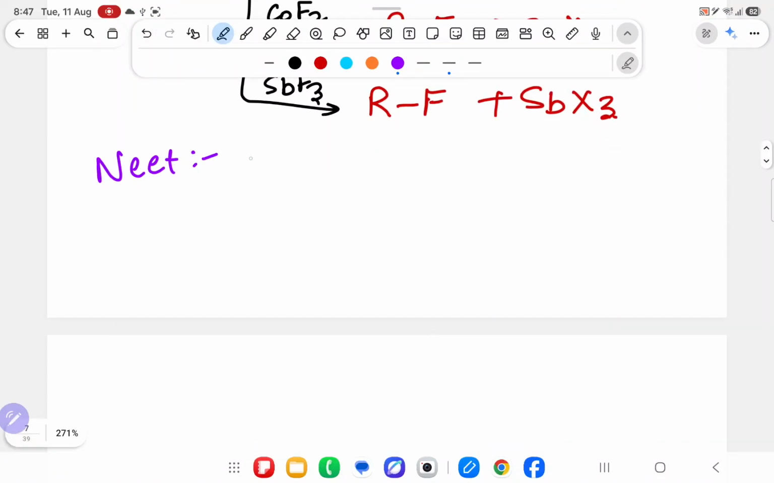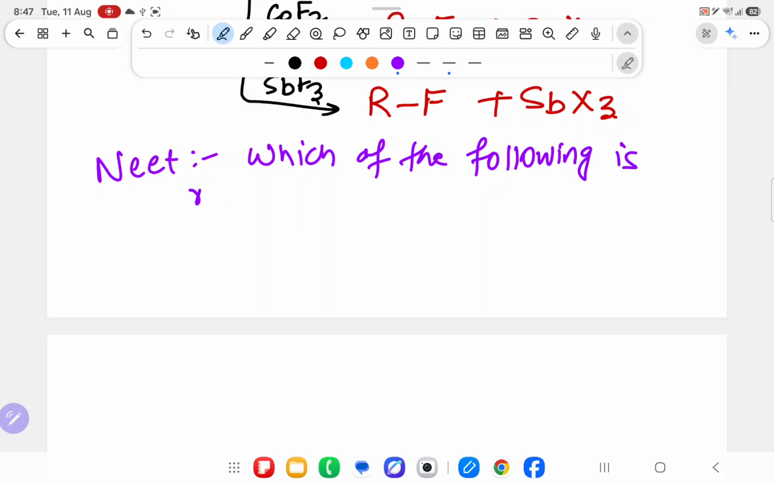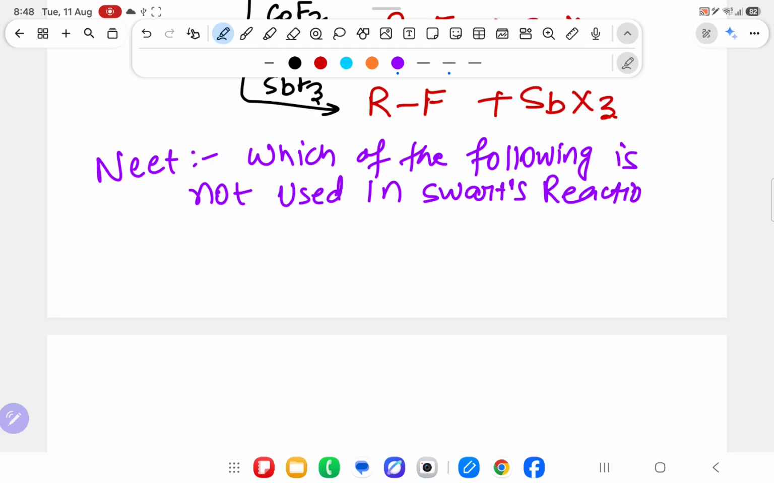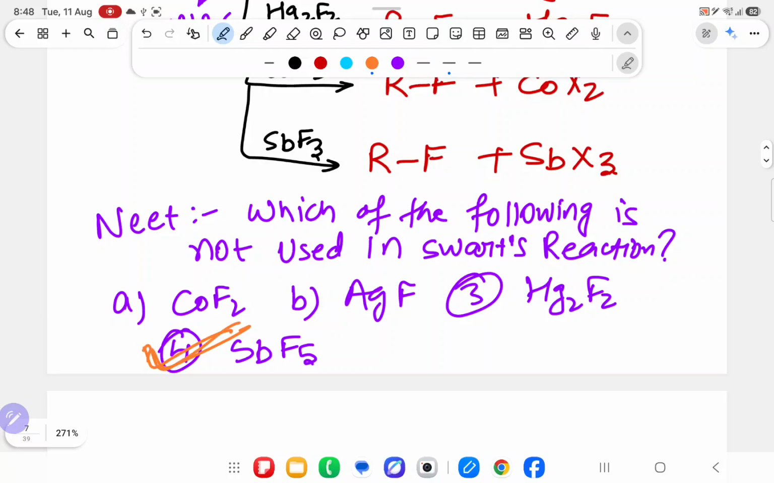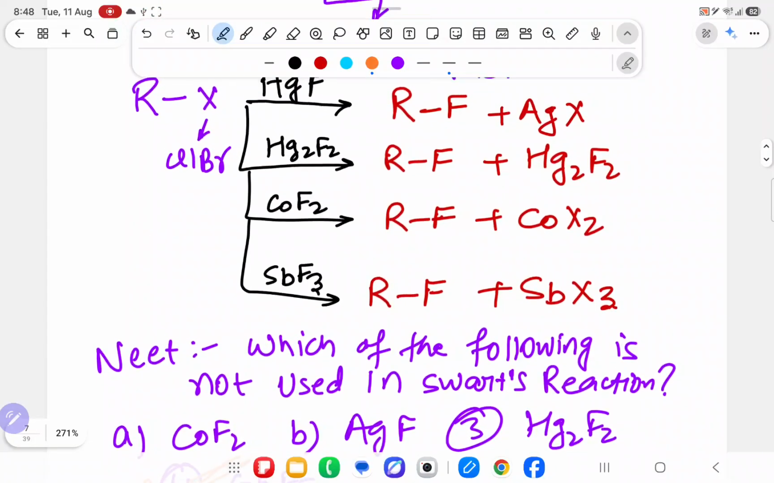In that NEET question they have asked which of the following is not used in Schwarz reaction? First option they have given COF2. Second option they have given AgF. Third option they have given Hg2F2. Fourth option they have given SbF5. Now looking all same, but SbF3 is there, not SbF5. So exact reagent you have to learn.